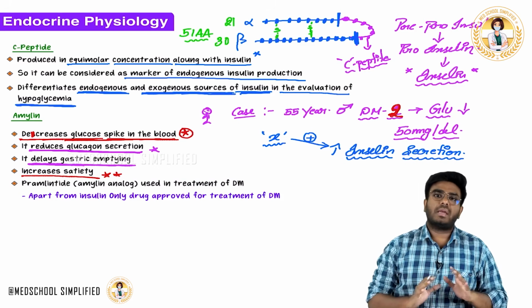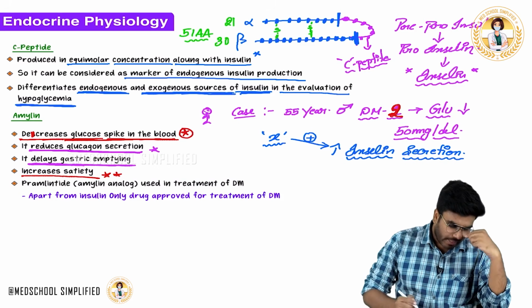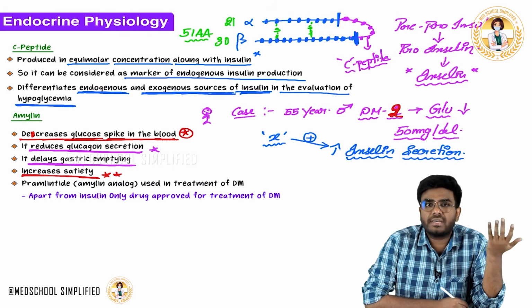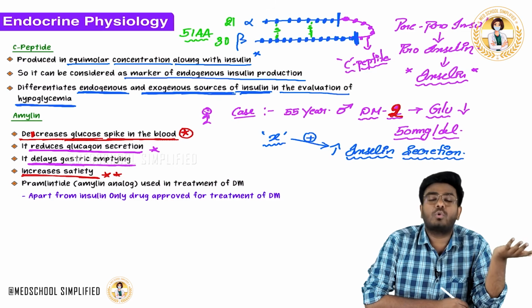Okay, it's a feeling like I'm done. So, this is something good, right? Amylin, what is it doing? It is increasing the satiety. If you have the feeling of satiety, you are not going to eat further. If you are not eating further, it means no further increase in glucose levels.